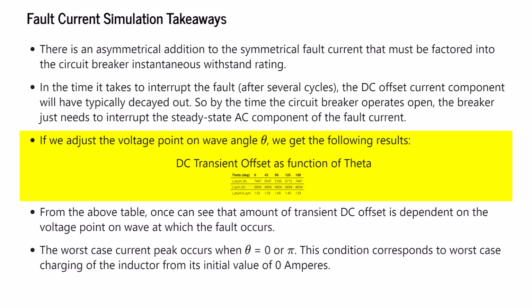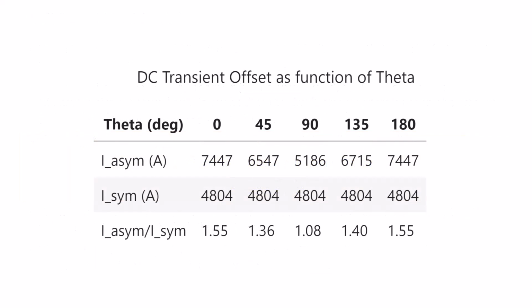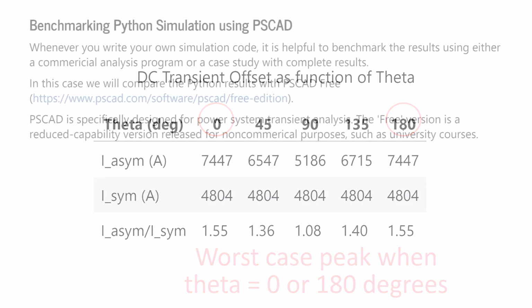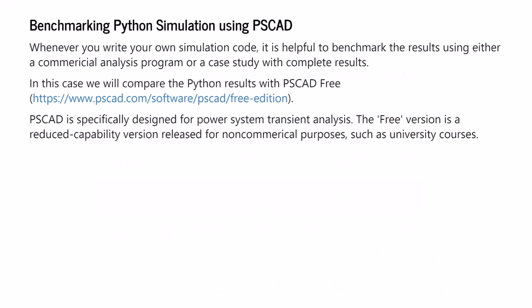To conclude this simulation section, let's look at a table showing the impact of adjusting the point on wave angle theta. One can see that the DC offset changes significantly with theta, varying from about unity to 1.55. The worst case occurs when theta is equal to 0 or 180 degrees. This corresponds to having a complete half cycle of source voltage charge a series inductance to its peak possible value for these circuit conditions. In this section, we will benchmark the Python simulation program using a commercial transient analysis program.